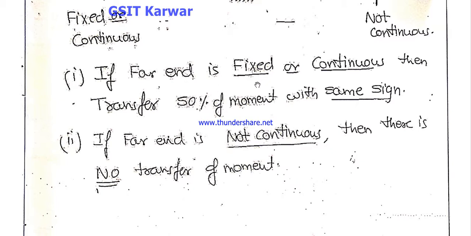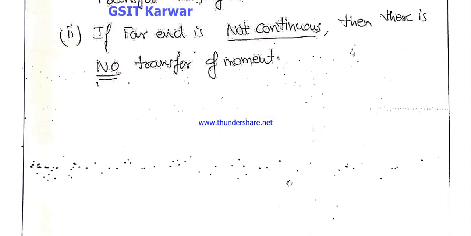If the far end is fixed or continuous, then transfer 50% of the moment with the same sign. Okay, it is very important, don't change the sign. If the far end is not continuous, then there is no transfer of moments.